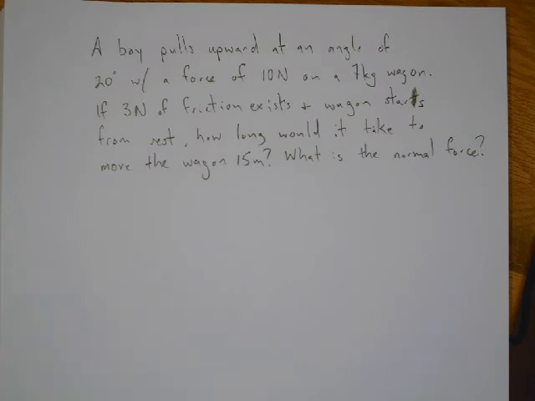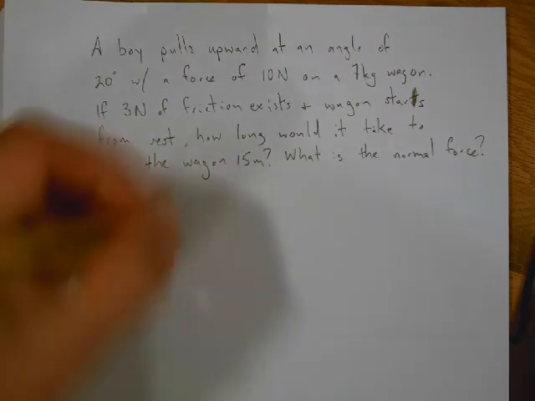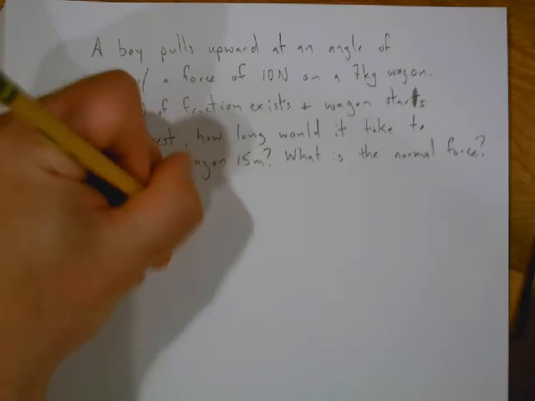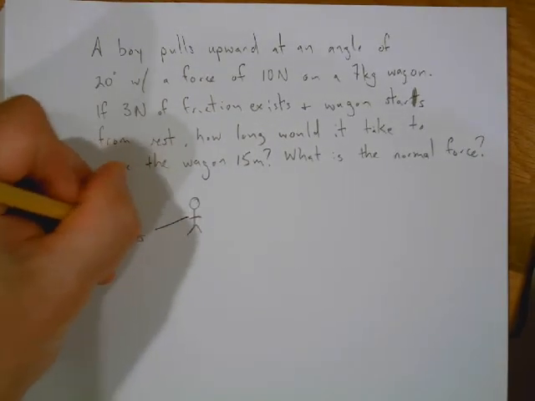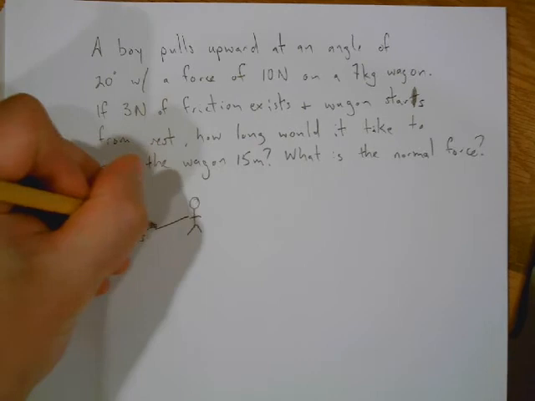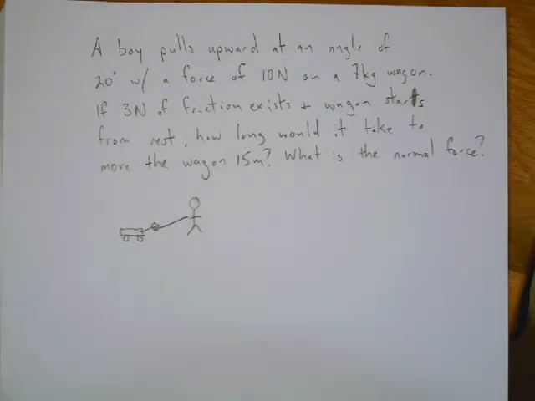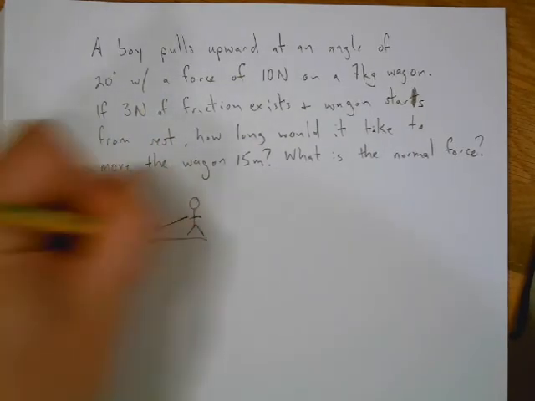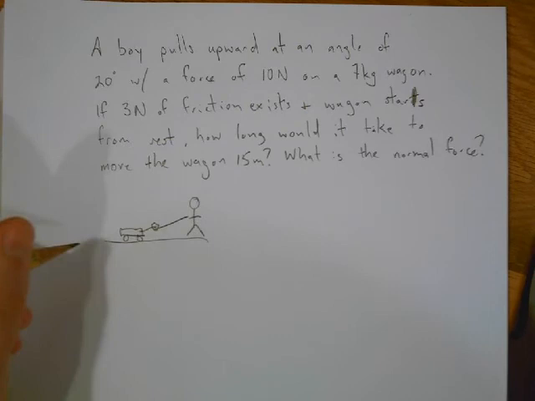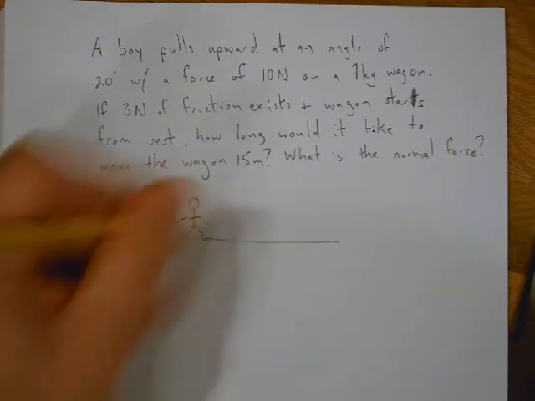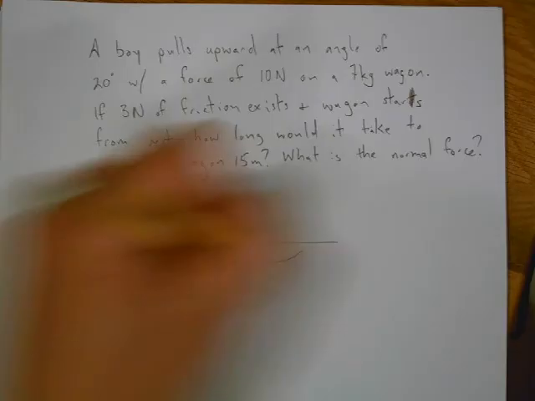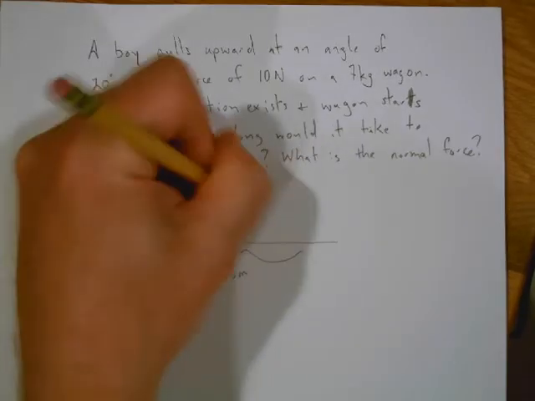So, all right, what do we do first? Well, we always do the same thing first. We draw a picture of what's going on. So here is our boy pulling on his wagon. Okay, and I know that's a beautiful picture. And it starts from rest, and then we have to figure out how long it is going to take to go from here to here. If this is 15 meters, we want to figure out the time that it takes.